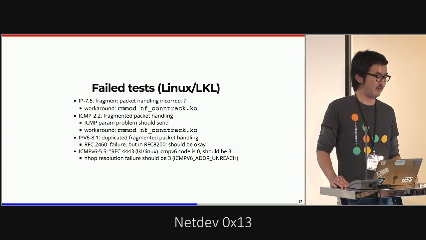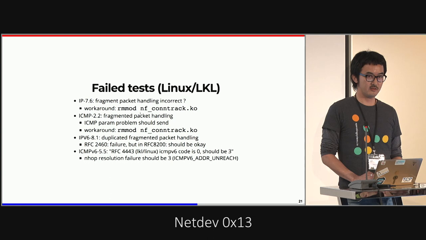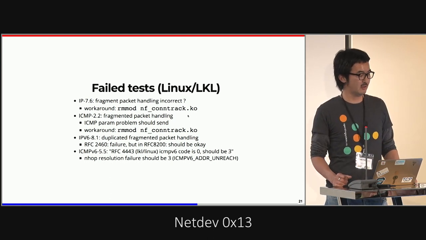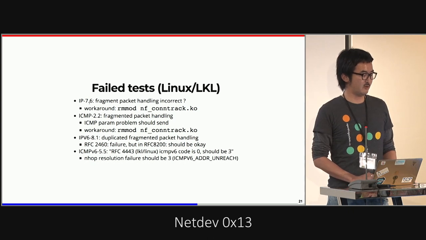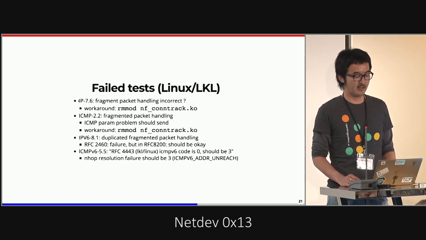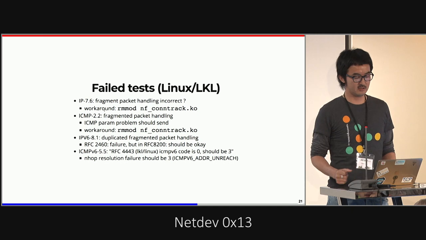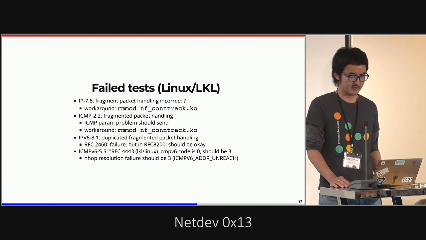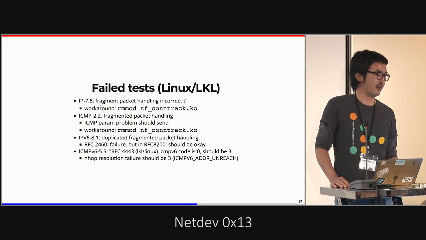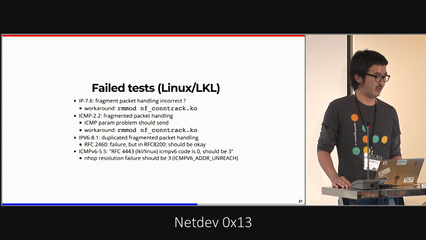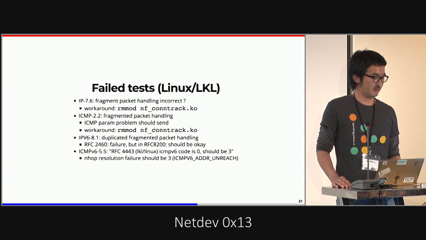This is a list of the failed tests that I found during the test. The last one I already mentioned, with the different code number of the ICMPv6 packet. And the top two failed tests are related to the handling of the fragmented packet at the router node. But I found that if I uninstalled some of the netfilter modules, this issue will be worked around. So I don't think this is a critical error or failure, but it should be kept in mind for the future.